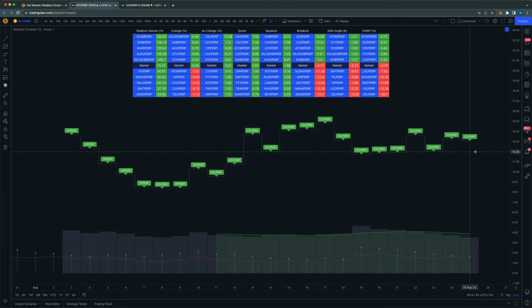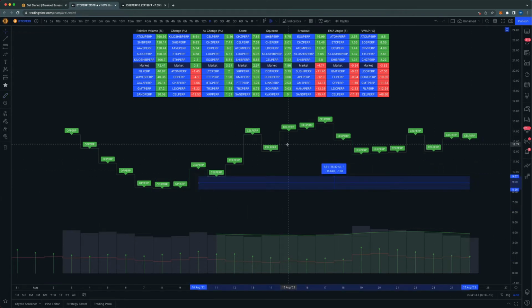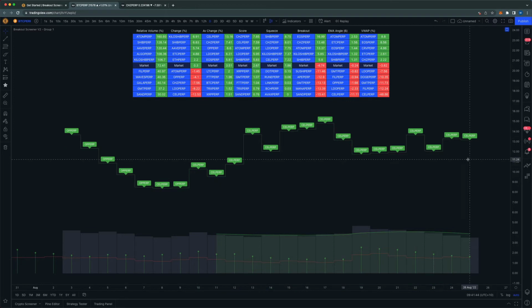Okay, and as we can see here, CEL has been the winner for how many days is that now? Right back to the 10th of August, 15. So for the last fortnight, CEL has been basically the pair to trade.